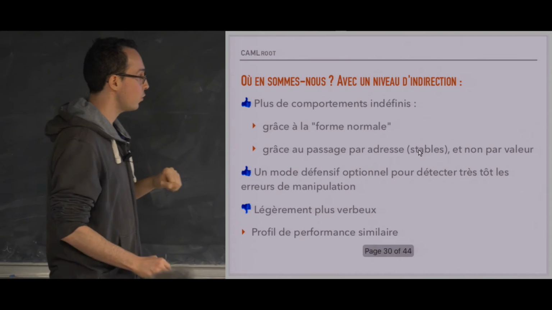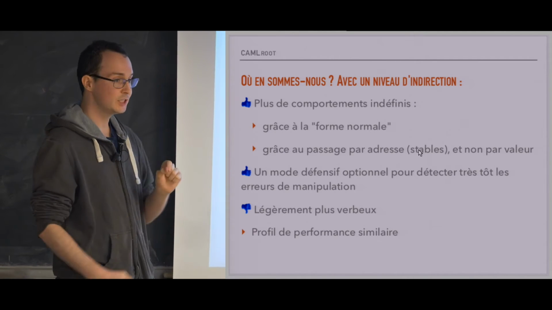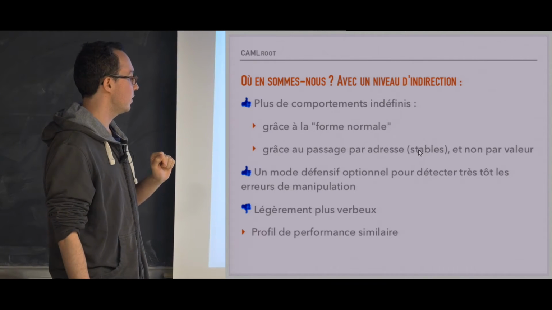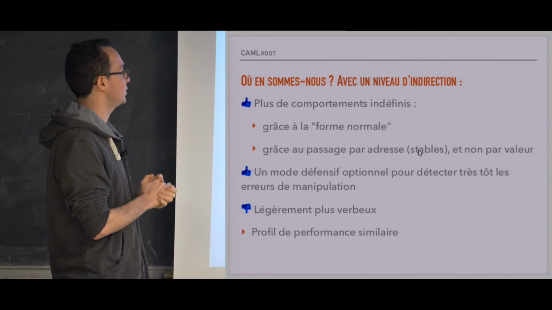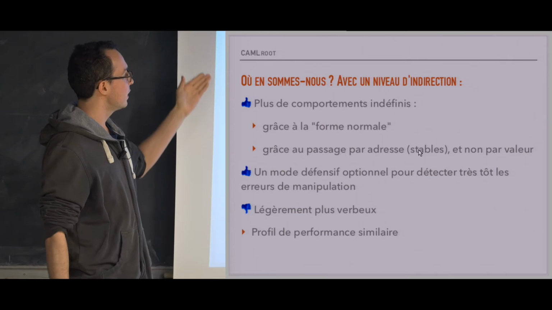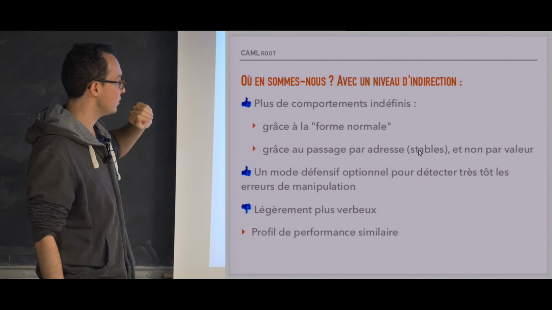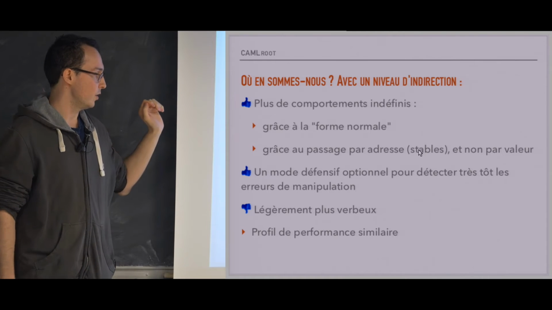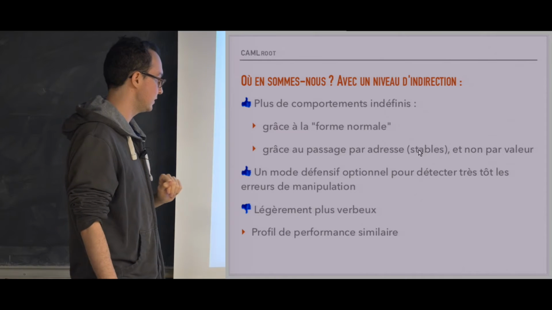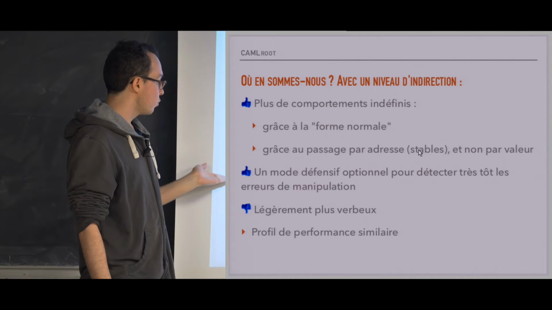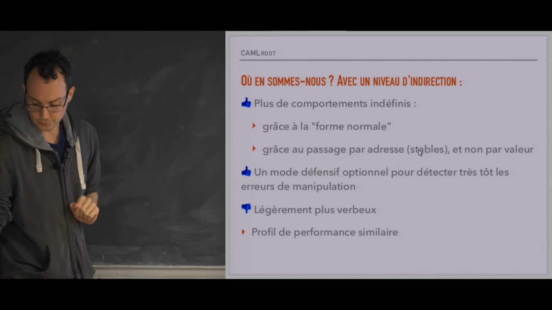So we have an alternative implementation of the API, which can check that every access to a root was actually done through correct manipulation of the API. So with this, we can prevent the undefined behaviors. We get a defensive mode which can detect the mistakes at runtime. We have something which is slightly more verbose, but with a similar performance profile.